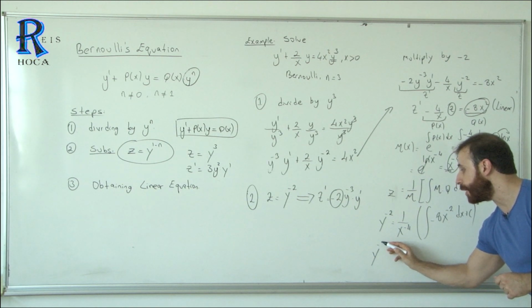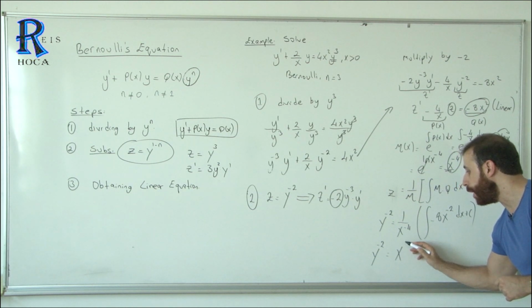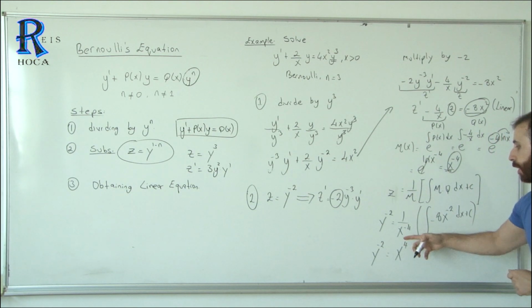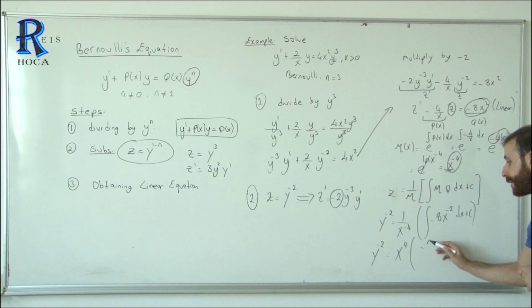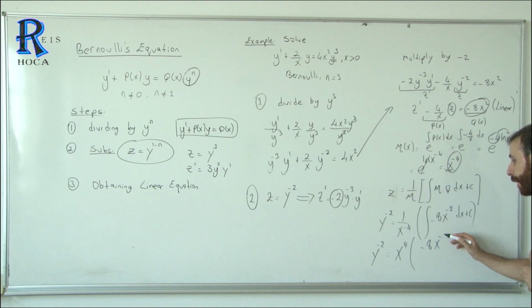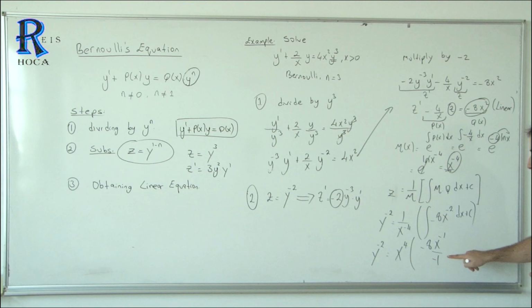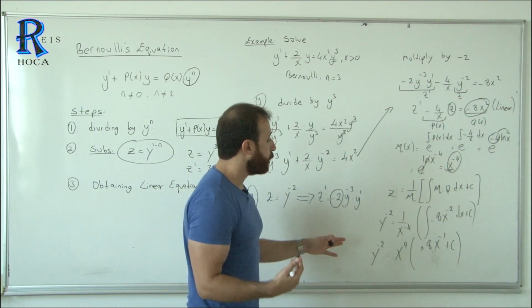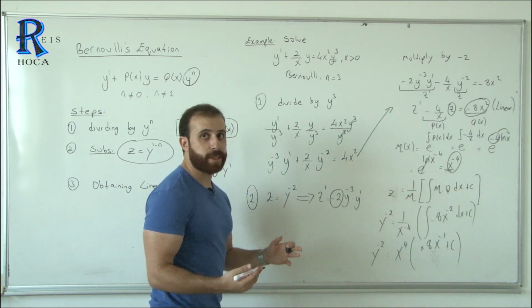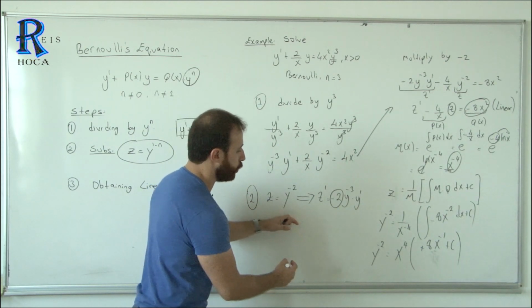So let's continue. y to the power of minus 2 equals x to the power of 4 times the integral of this part. It will be minus 8 x to the power of minus 1 over minus 1. Don't write minus 1 here: minus 8 over minus 1, it will be plus 8 plus c. You can keep the solution like that. But if you want, let's continue to write a proper result for us.